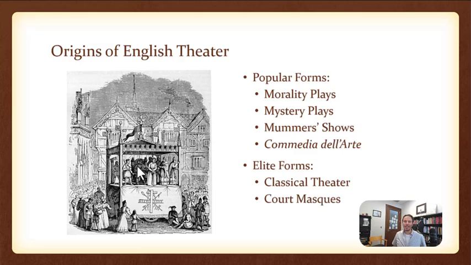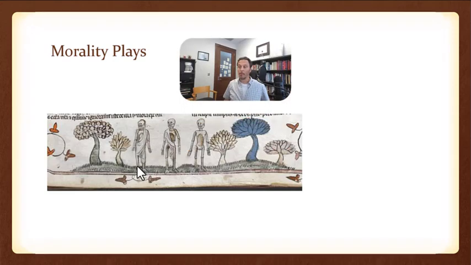But the other elite form is court masques, and these aren't elite so much in terms of education, but in terms of social status. This was a form of theatrical practice that was cultivated by the top echelon of society in terms of money and power, and we'll talk a bit about that too. So let's turn first to morality plays.